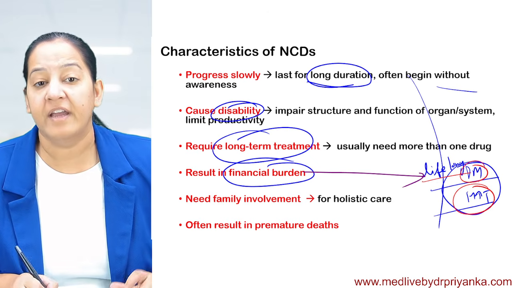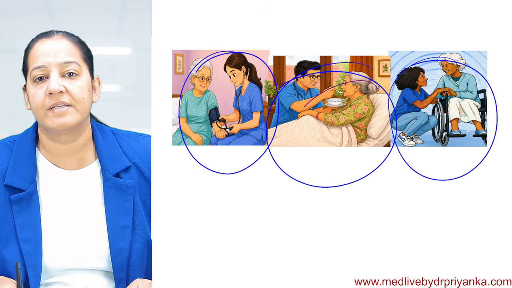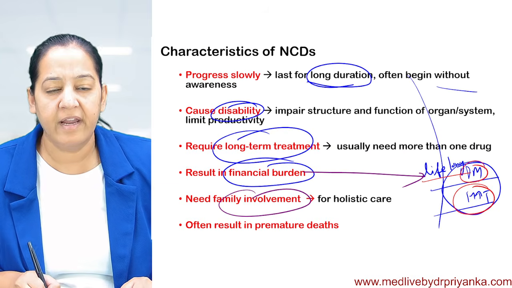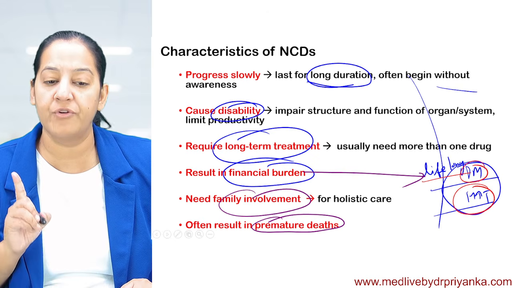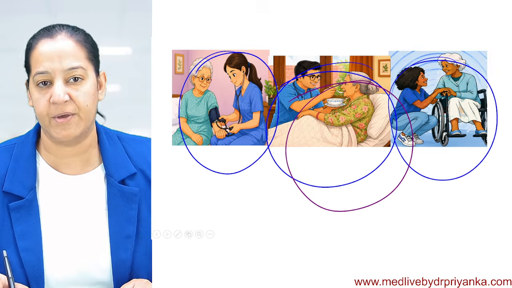That's the meaning. It needs family involvement for holistic support. And it sometimes results in premature death. So these are the characteristics of non-communicable diseases, NCDs, you have to learn.